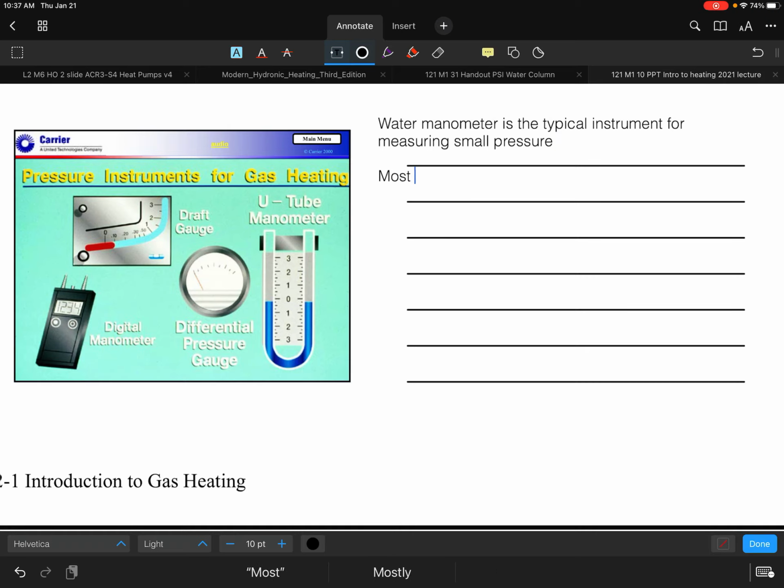Most of them, I would say, will read directly in inches of water column. So we'll call that inches W.C., inches of water column. If you ever see that, that's what we're dealing with.